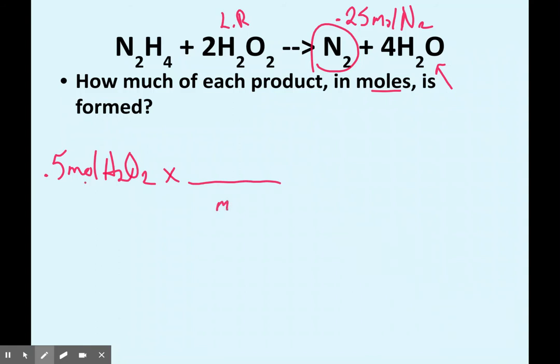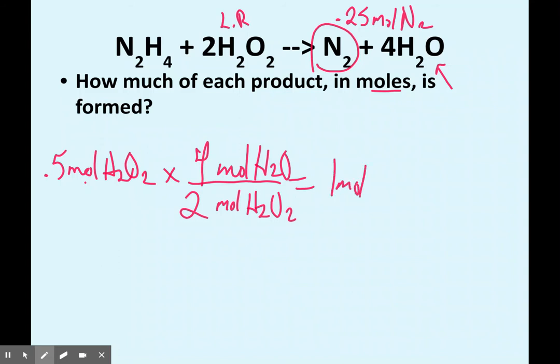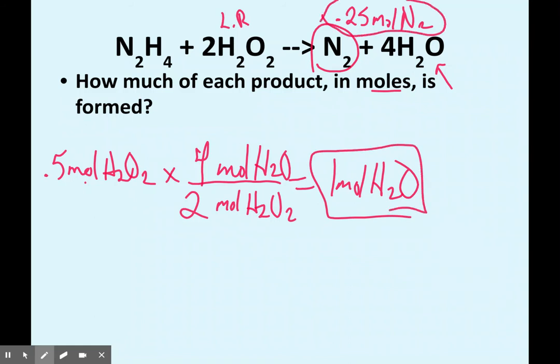So moles of H2O2 to moles of water, and this is our ratio, so 4 to 2, and that's going to tell me 1 mole of water is formed. So that and what we figured out before would be our answers to how much of each product in moles is formed.